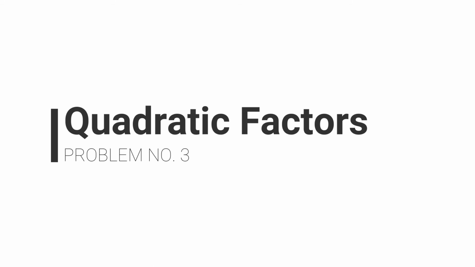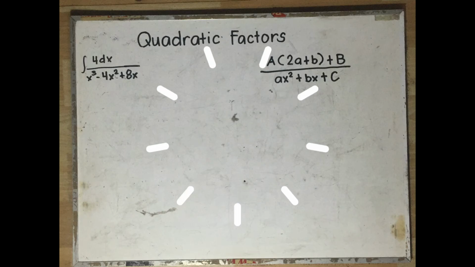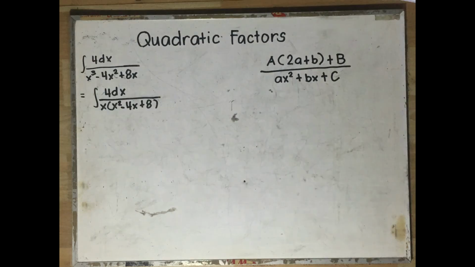Last example for this method, we have the integration of 4 dx over (x³ − 4x² + 8x). We can see that it is a cubic function, so we need to factor it out, leaving us with one quadratic function as a factor. So this integral is also equal to the integration of 4 dx over x times the quantity (x² − 4x + 8).